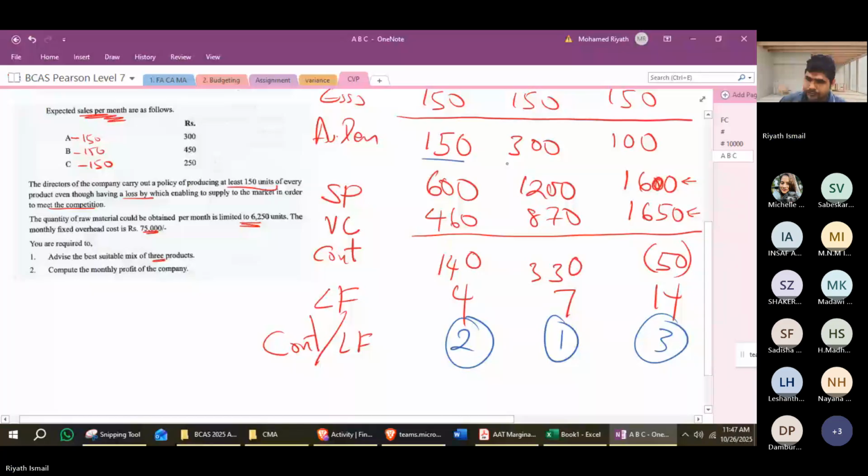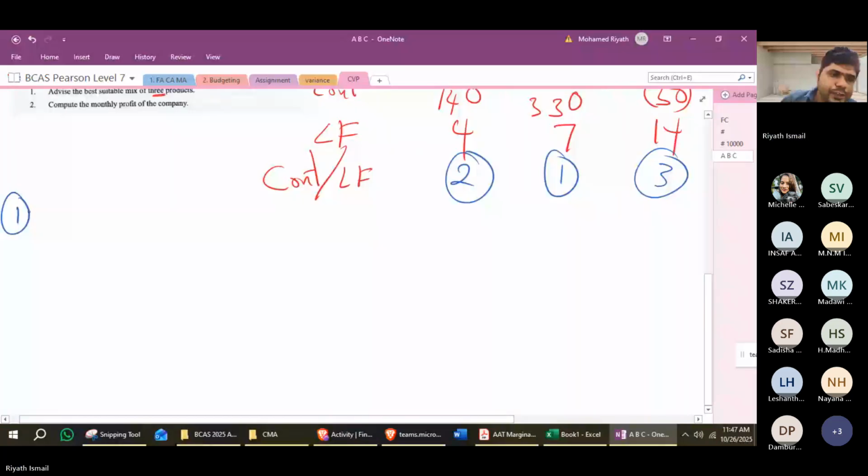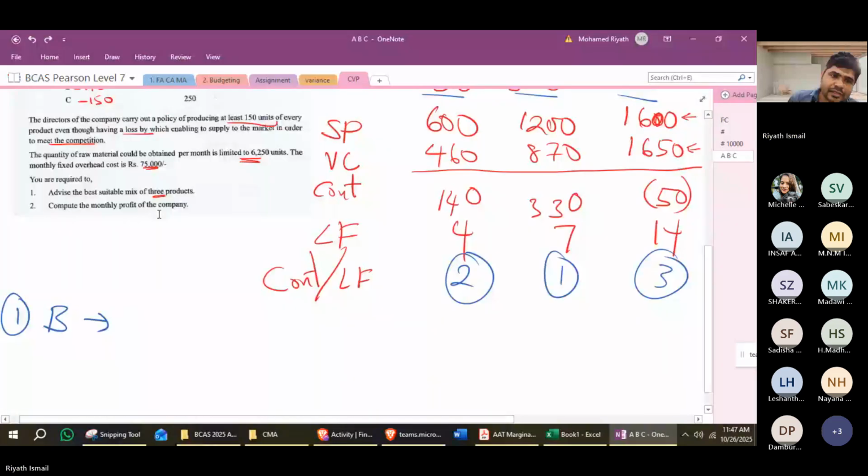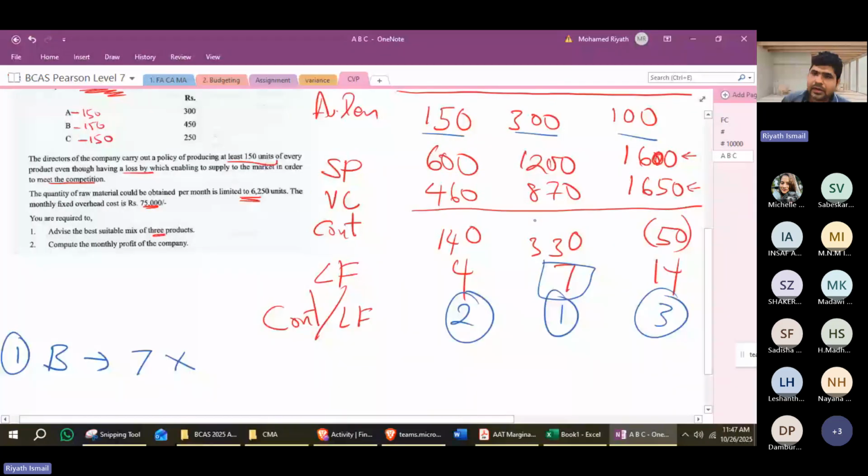Now we decide. First we produce B. We have maximum demand, each gives us 300. Right. It requires how many hours? B requires 7 hours. In the market, it has demand 300.